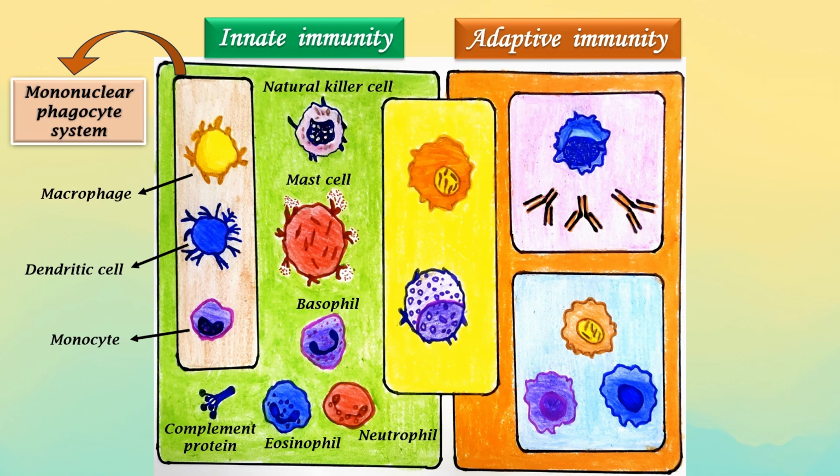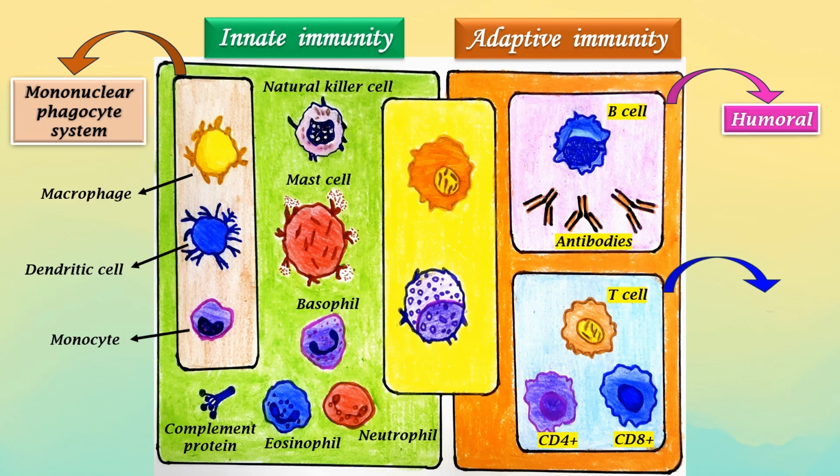The cellular components of adaptive immunity are B cells, which produce antibodies, and secondly, T cells, which are of two main types, that is, helper T cells, CD4+, and cytotoxic T cells, CD8+. This antibody-mediated immunity is termed as humoral immunity, and T-cell-mediated immunity is termed as cellular immunity.